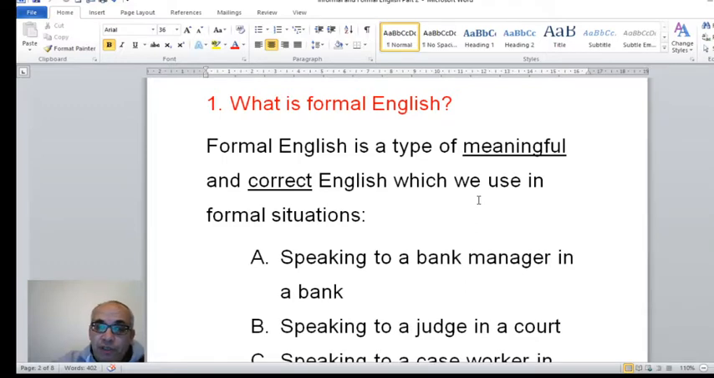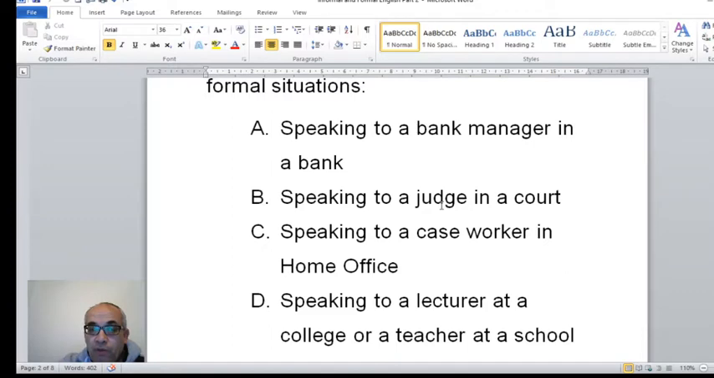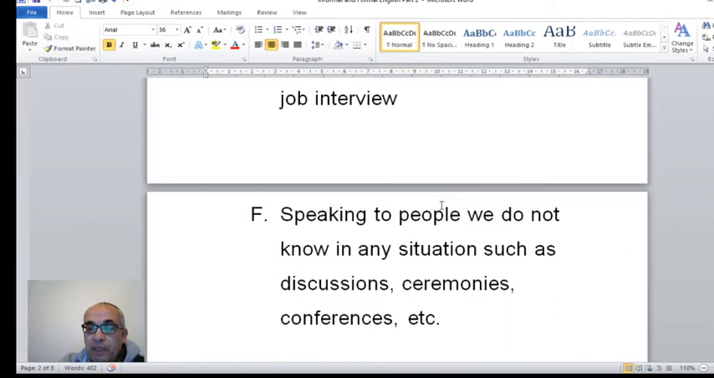In which situations do we use formal English? We use formal English in these situations, and these are just examples. Speaking to a bank manager in a bank, speaking to a judge in a court, speaking to a caseworker in the home office, speaking to a lecturer at a college or a teacher at a school, speaking to an interviewer in a job interview, speaking to people we don't know in any situation, such as discussions, ceremonies, conferences, etc.